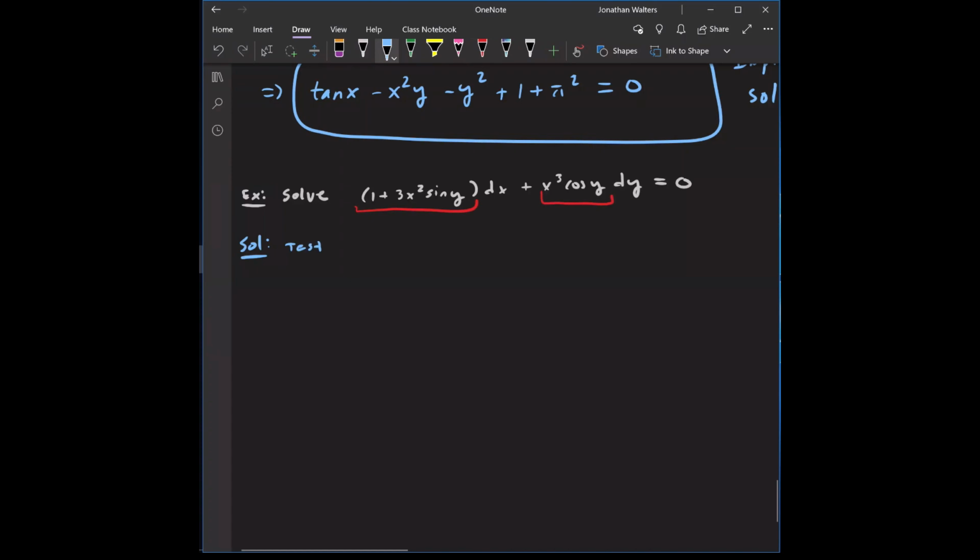So first, test for exactness. So let's see, what do we have here? We have m, and here we have n. So partial m, partial y is going to be 3x squared cosine y. And partial n, partial x is going to be, yeah, that's right, cosine y, and differentiate this with respect to x, we get 3x squared cosine y. So we're good to go. It is exact. Those are the same.